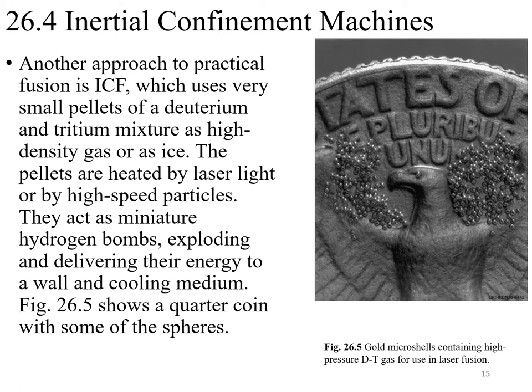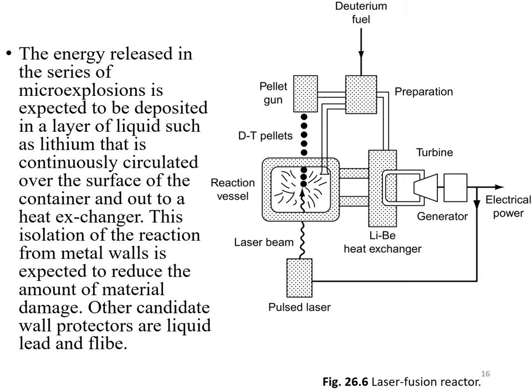To cause the thermonuclear reaction, a large number of beams of laser light or ions are trained on a pellet from different directions. A pulse of energy of the order of a nanosecond is delivered. The energy released in the series of micro explosions is expected to be deposited in a layer of liquid such as lithium that is continuously circulated over the surface of the container and out to a heat exchanger. This isolation of the reaction from metal walls is expected to reduce the amount of material damage.